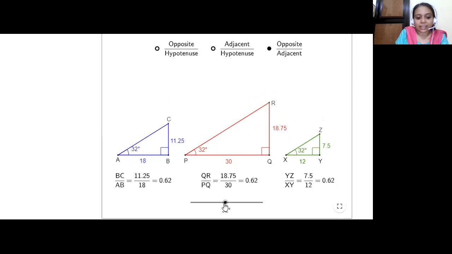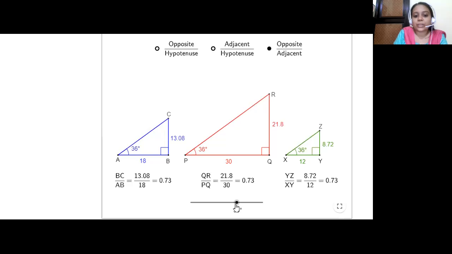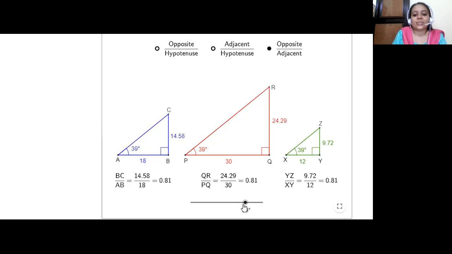So what can we say? The ratio changes only on changing the angle. So the ratio of the sides is dependent only on the angle. So this is what is called the trigonometric ratio.